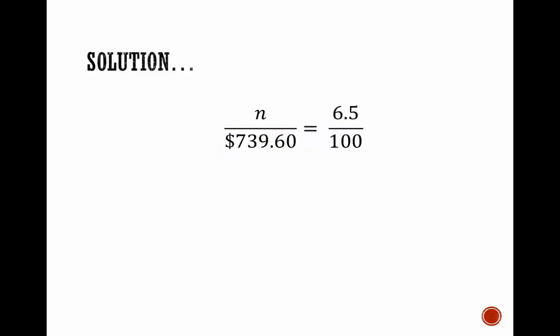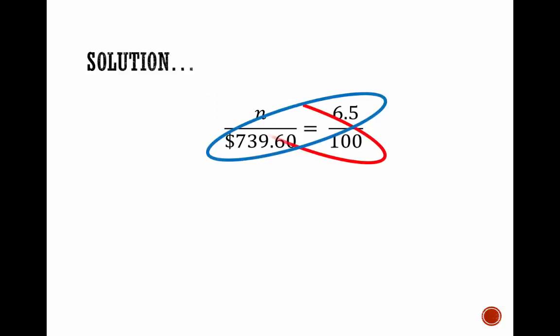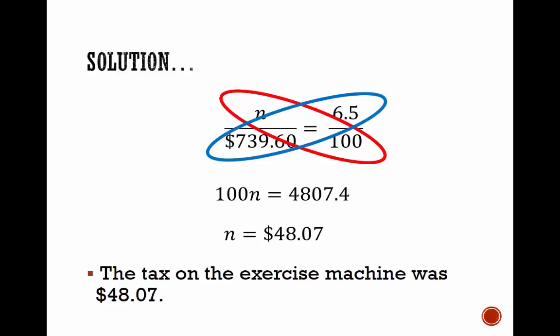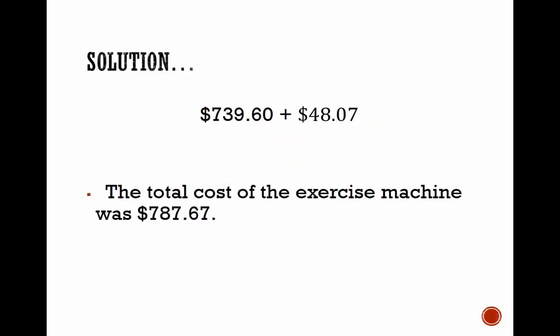If our tax rate is 6.5%, we can find the taxes by setting up a proportion and cross-multiplying. We get our one-step equation, and we see that the tax on the exercise machine was $48.07. Adding these two values together, we see the total cost of the exercise machine was $787.67.